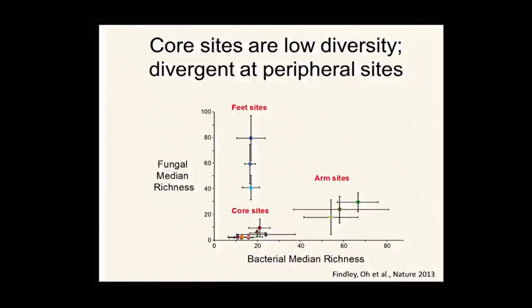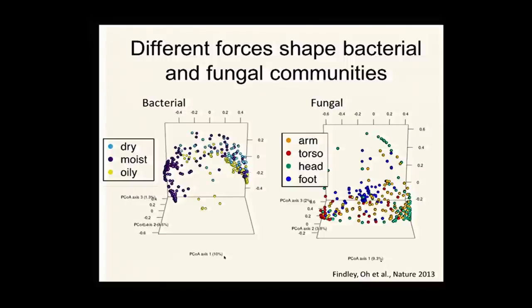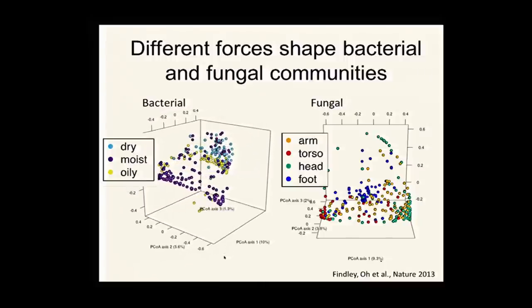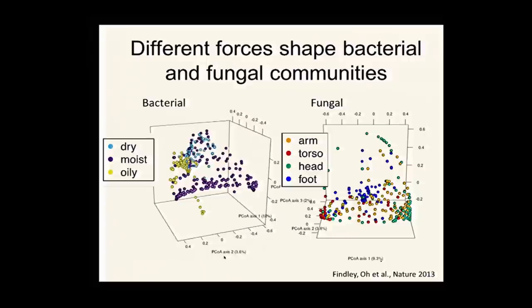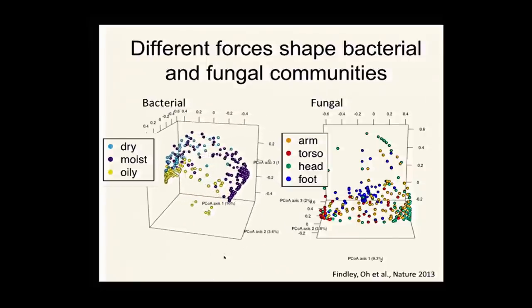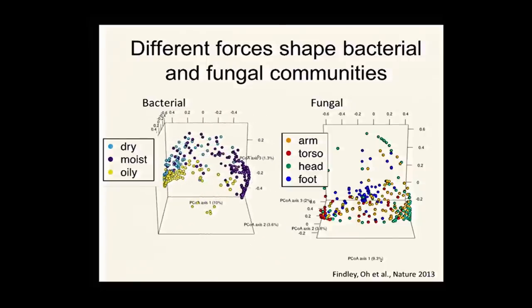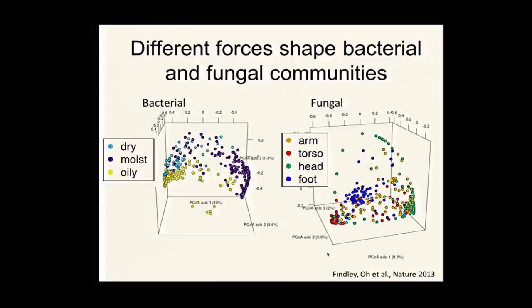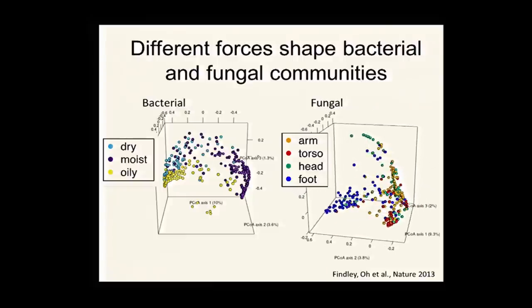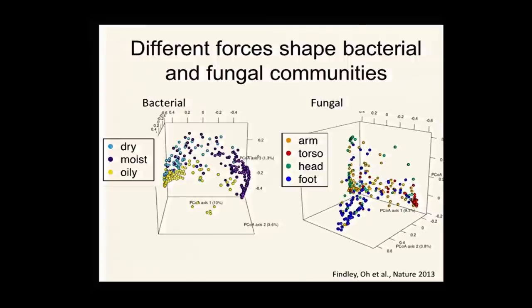So richness, the number of bacterial or fungal genera that we see, at core body sites is fairly limited for both of them. The arms are really where the bacterial diversity is, and the feet is where you're seeing the fungal diversity. Unfortunately, of course, I got the slide from someone in my lab who made it into a movie, but you can see here that if I'm looking at the bacterial communities, they're really separating by dry versus moist versus oily, whereas the fungi are really separating based on arm, torso, head, and foot.